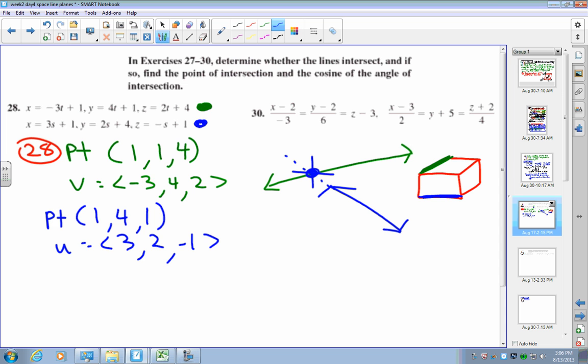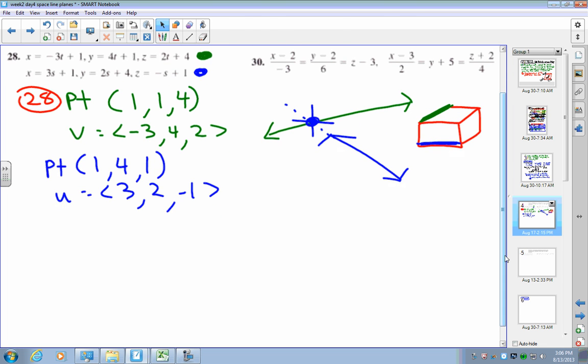So they're not parallel, but they do not intersect because the green line will always be above it. But if that blue floated up to here, they do intersect at that top left corner. So it's a little bit harder in 3D world to determine if they hit or not. You can't just look and go, oh, since the vectors are different, then they must hit. Because the vectors can be different, but again, they can be skew. So here's what we're going to do. We're going to see if we can get the intersection by setting the x's, y's, and z's equal.